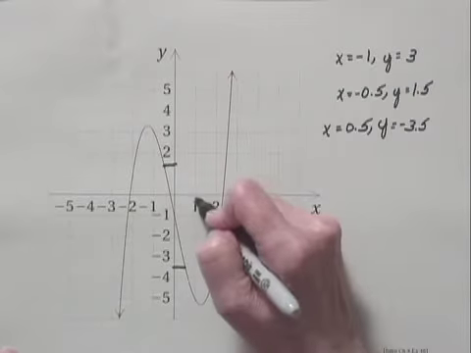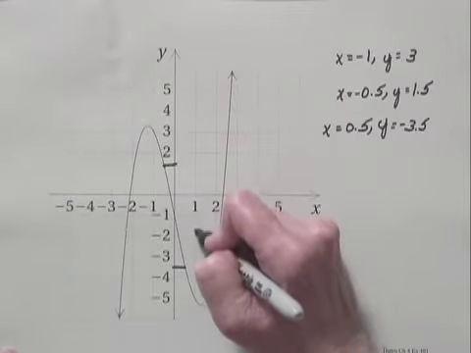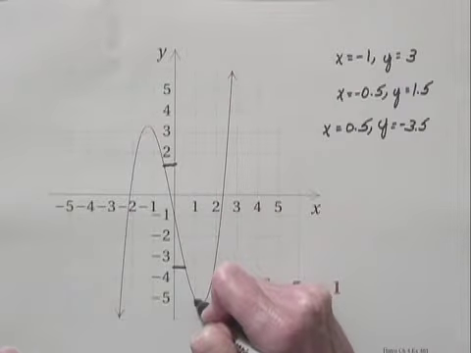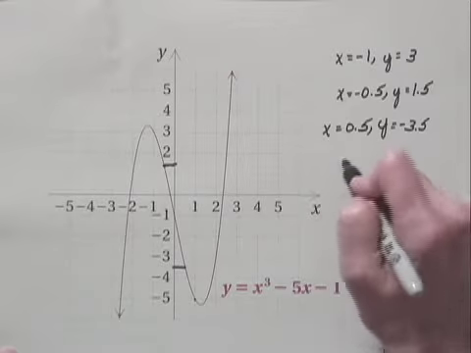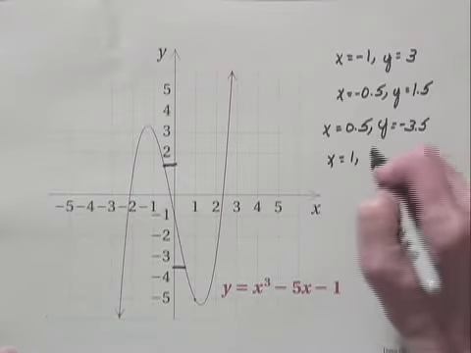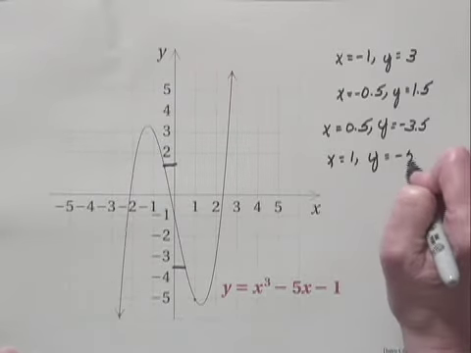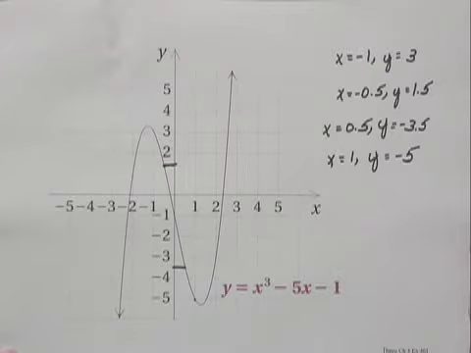We also want to find the value of y when x is 1. We'll go to 1 on the x-axis and go down to the graph. And we see at that point we're across from negative 5 on the y-axis. So when x is 1, y is equal to negative 5.